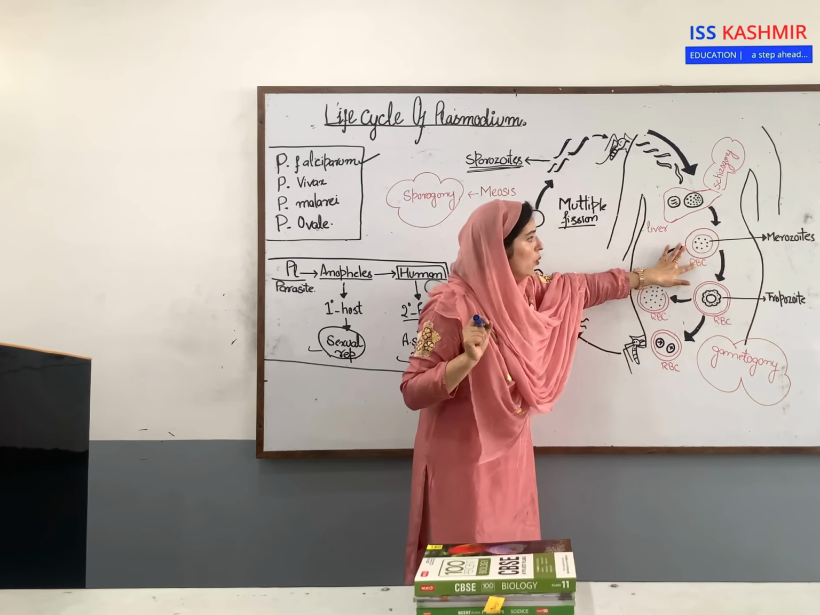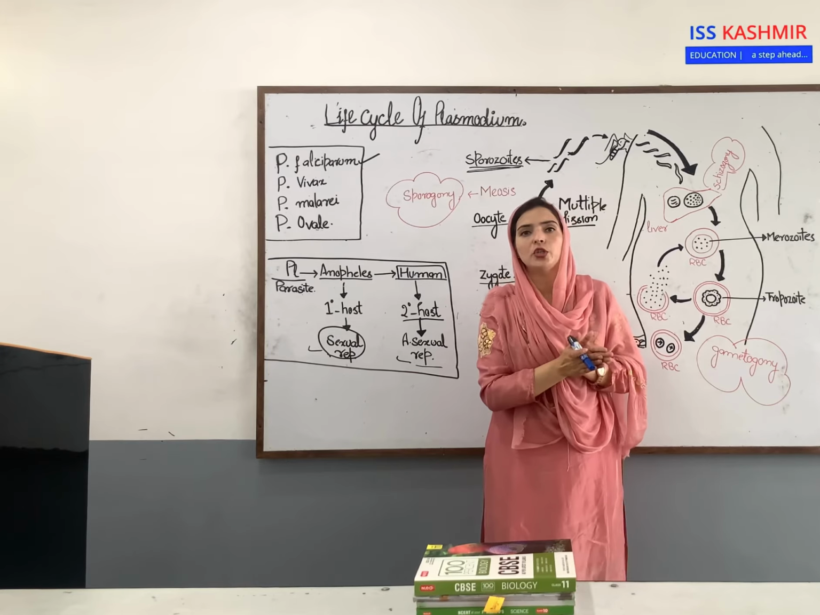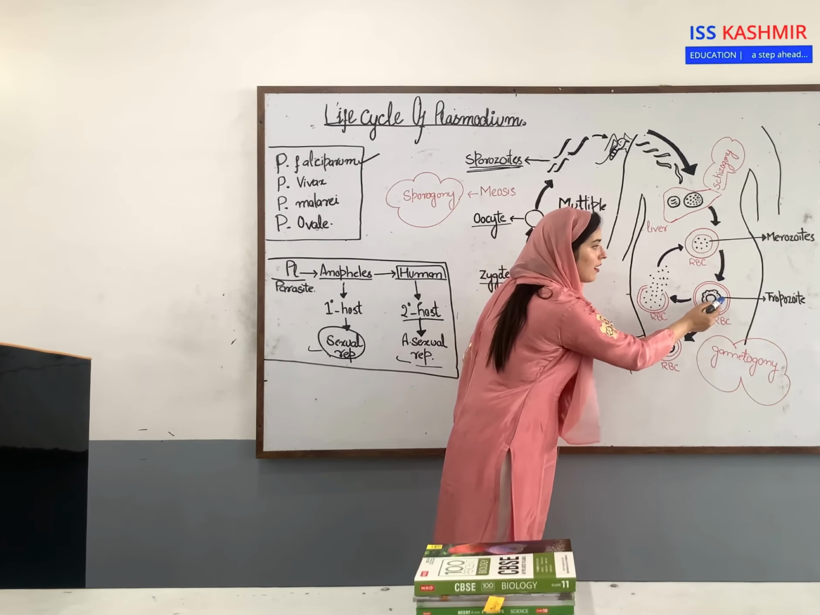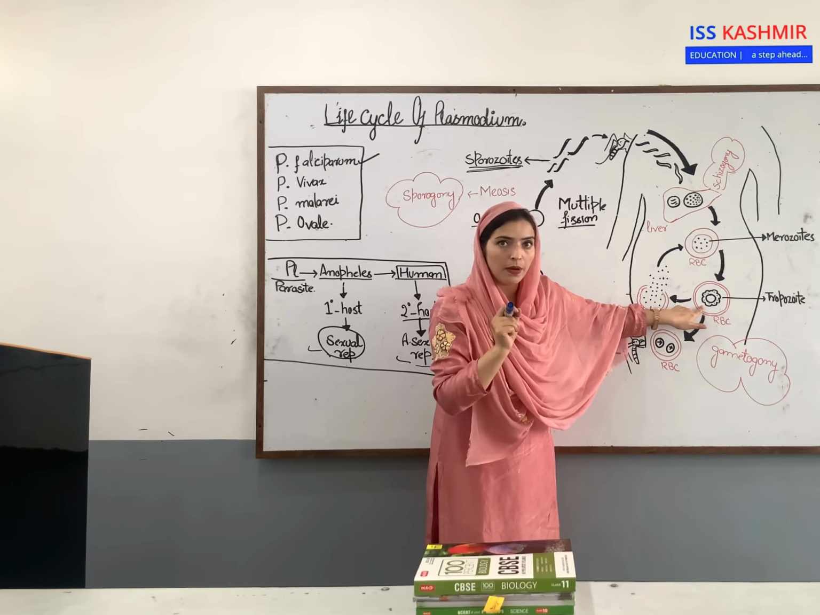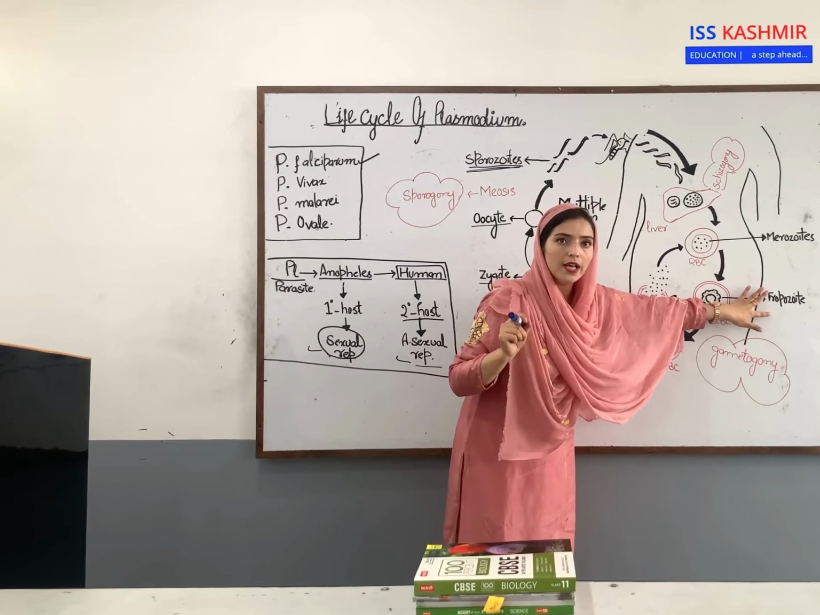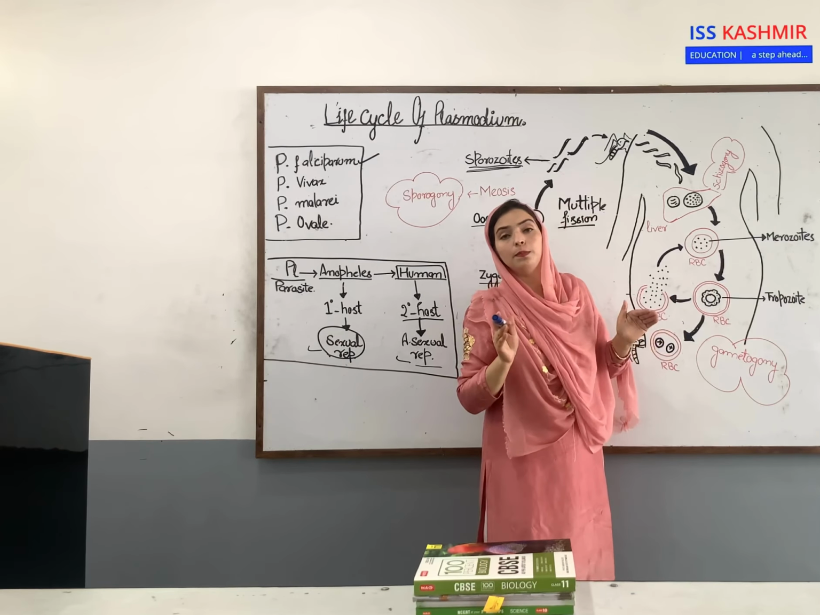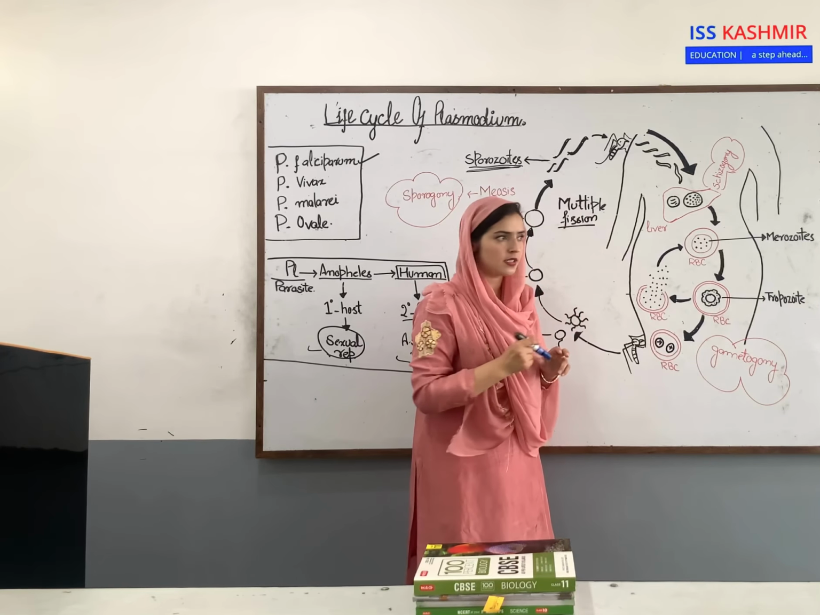Okay, so once the merozoites are inside the RBCs, they start utilizing the food, they grow up, they mature, and they attain a ring-like structure. This ring-like shape of the plasmodium is now called a trophozoite. Once the trophozoite is completely formed, from here the parasite can have 2 fates.